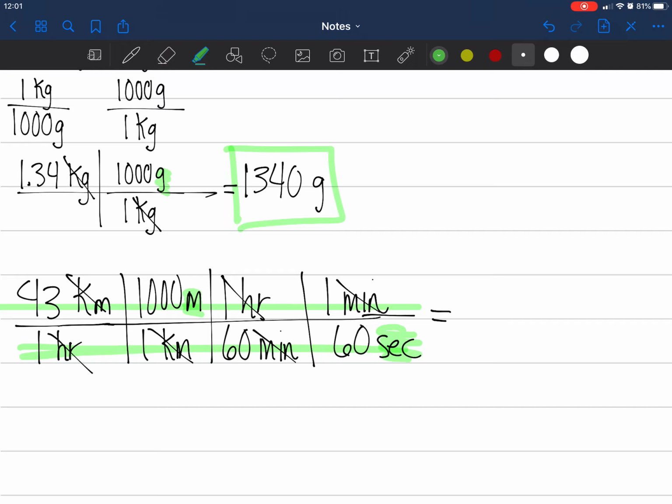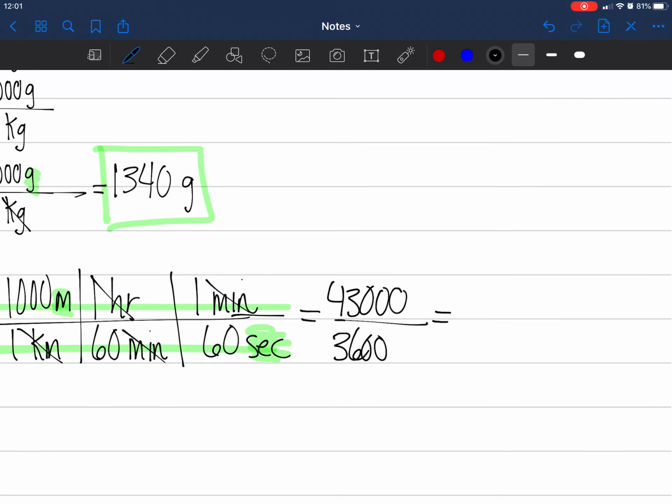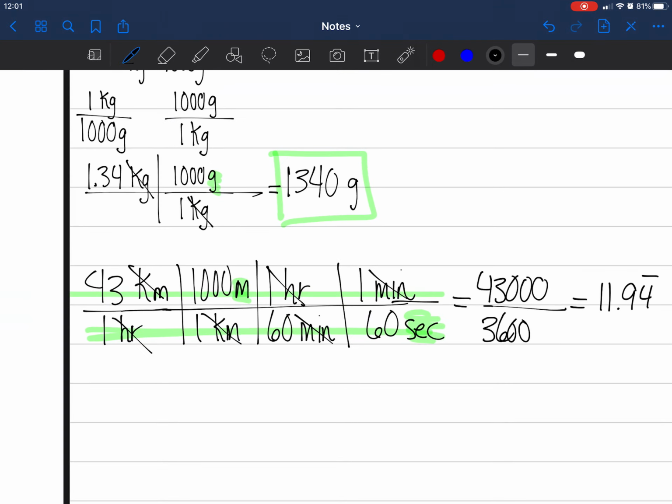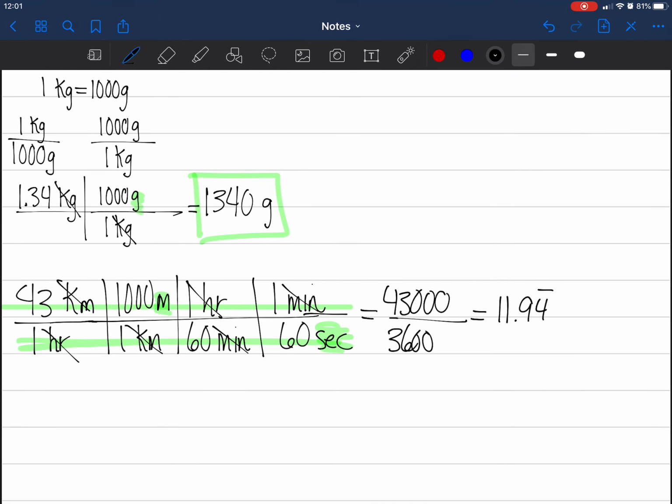So 43,000 divided by 3,600 is going to give me 11.94, and then a 4 keeps going forever. Okay, so that is what I would get, and it will be in meters per second.